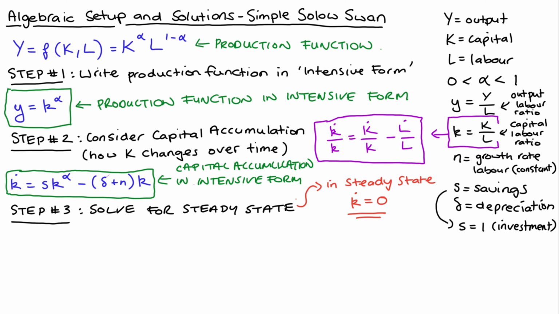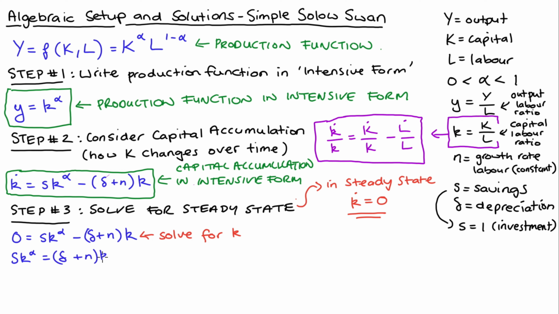And well, what does this imply using our equations then? Well, using our equation here for k dot, we get s times k to the power of alpha minus delta plus n multiplied by k. That's all equal to 0. And now what I can do is just solve for k, and this will be our steady state equilibrium k. And I can start by just moving a bunch of stuff to the left hand side.